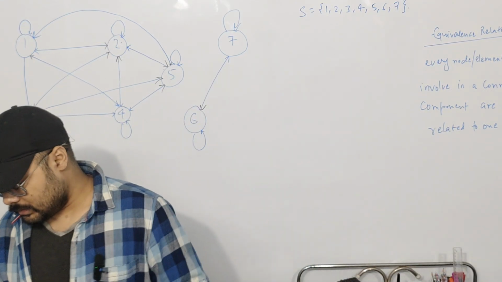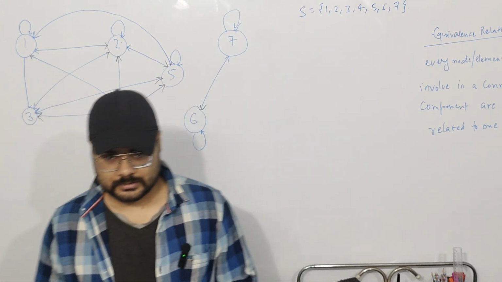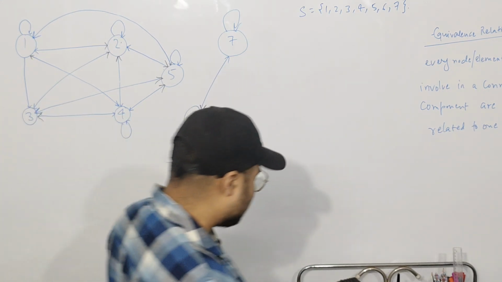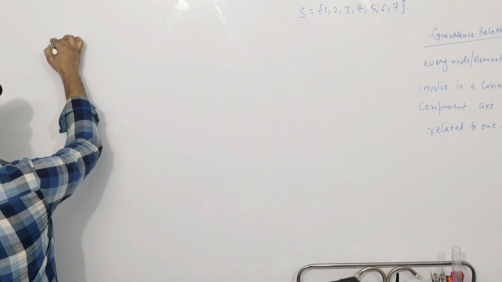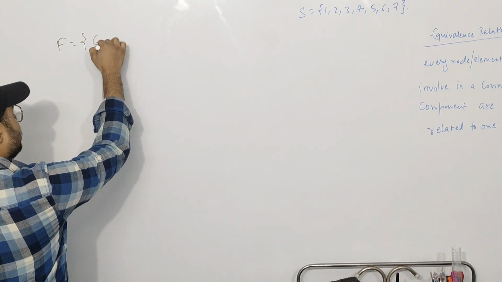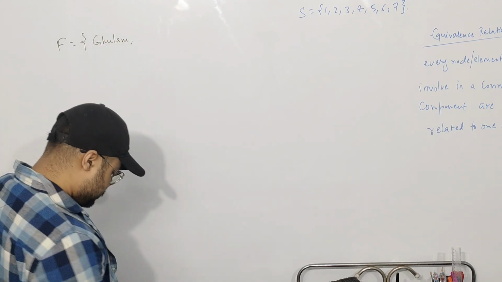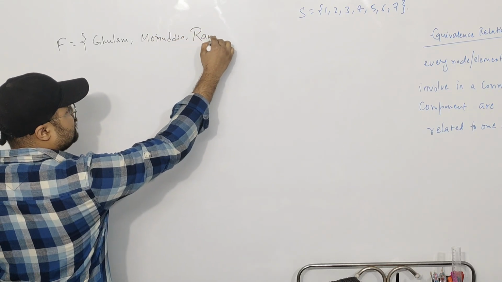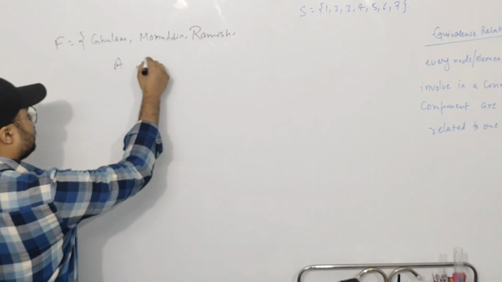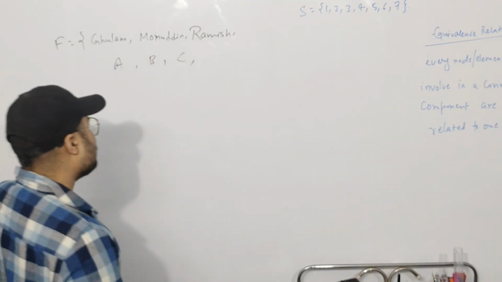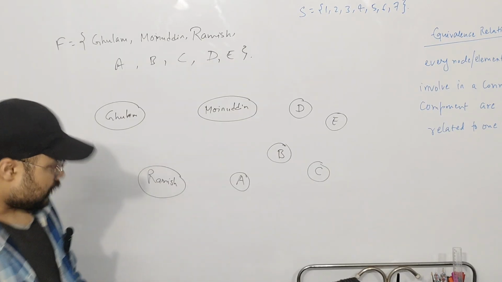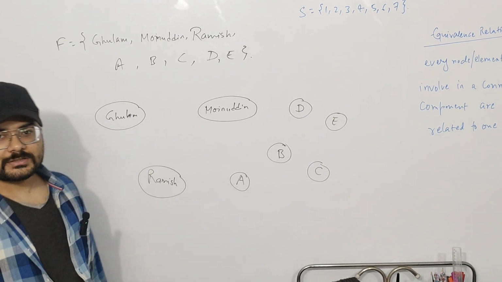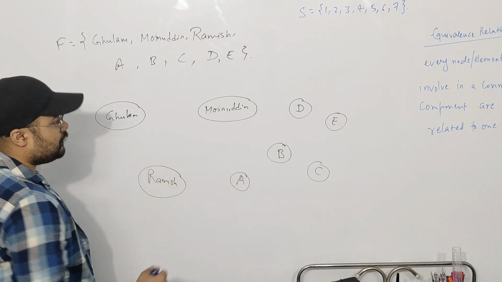For example, let's say you have a set of your family members or extended family members. Let F be your family members: one person is Gulam, another one is Moinuddin, and then Ramesh is another person. Let's say A, B, C, all of these are extended family members, and D and E. Now, with respect to every person, like for example Gulam, Gulam is of the same age as Gulam. So this is definitely going to be reflexive.